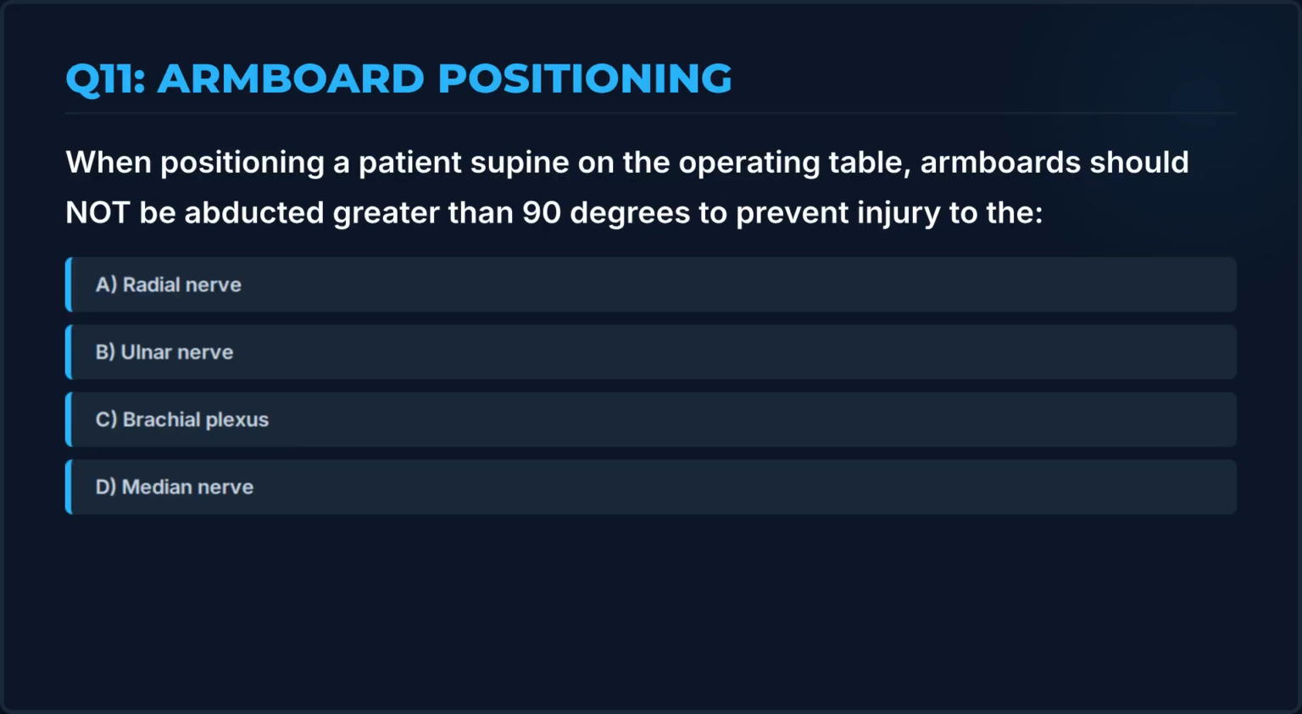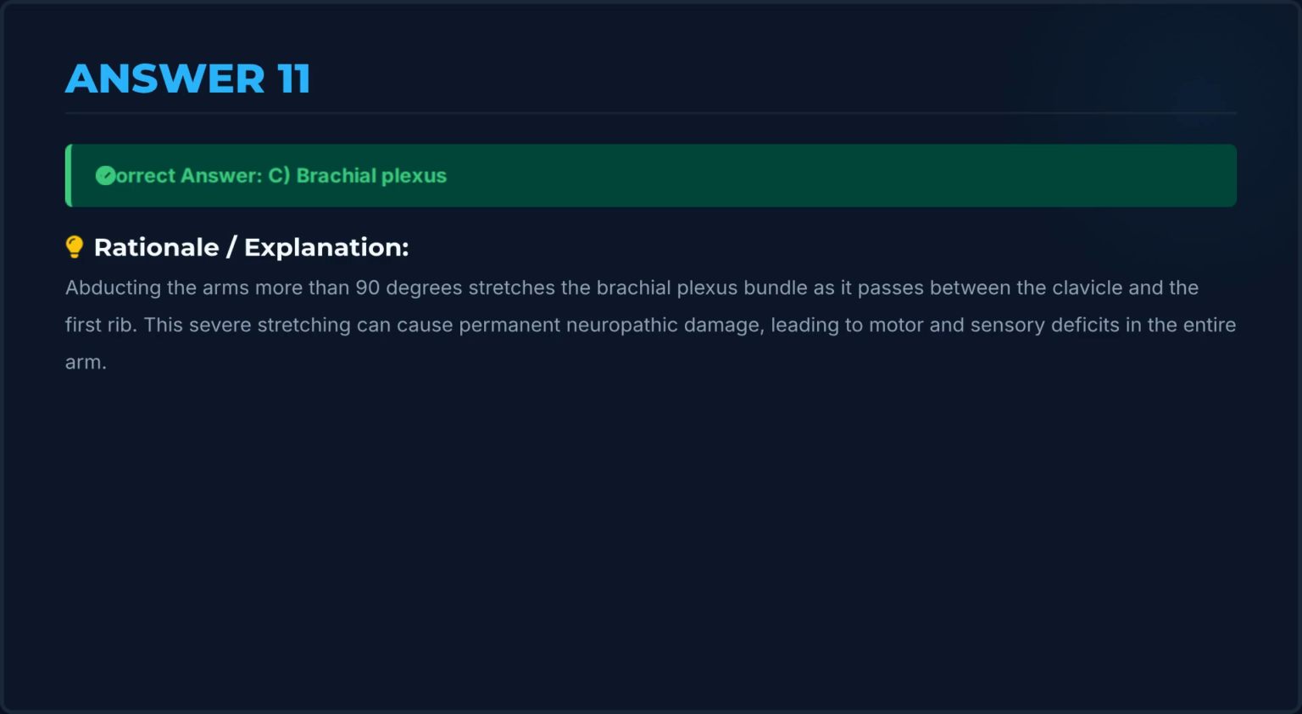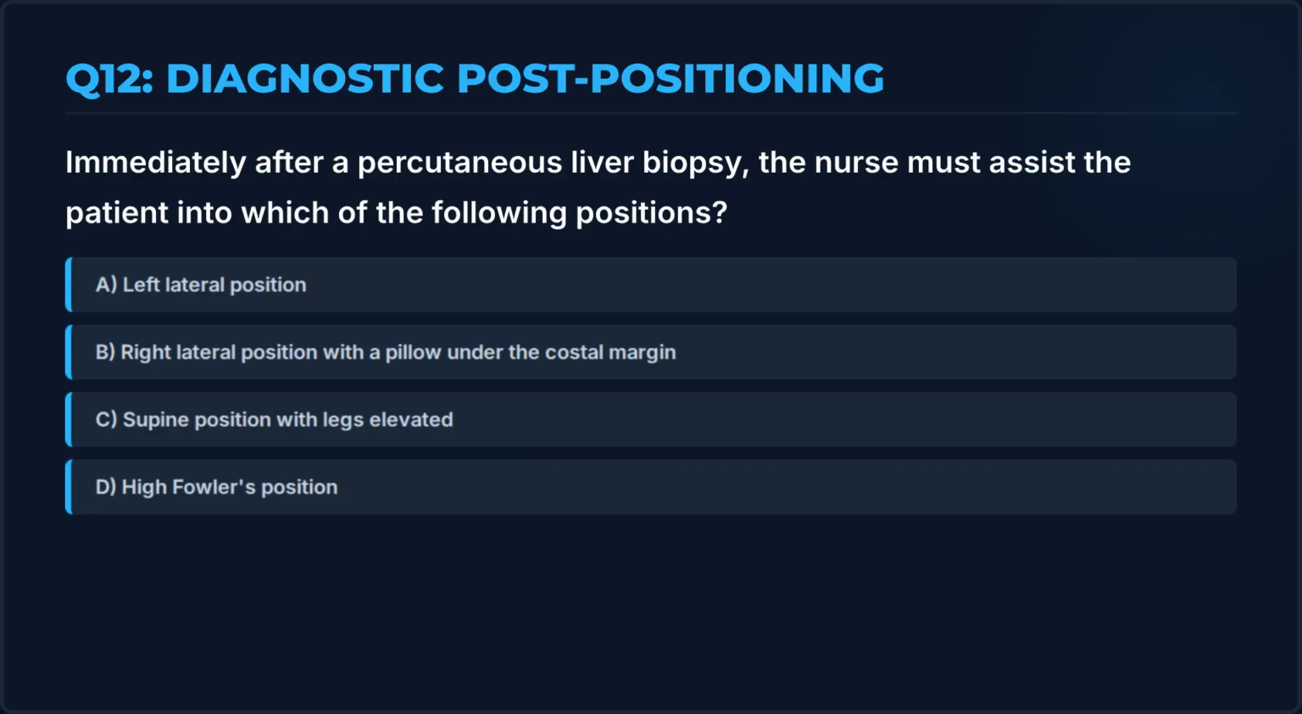Question 11. When positioning a patient supine on the operating table, arm boards should not be abducted greater than 90 degrees to prevent injury to which structure? The correct answer is A, brachial plexus. Abducting the arms beyond 90 degrees stretches the brachial plexus, risking permanent neuropathic damage and resulting in motor and sensory deficits in the arm.